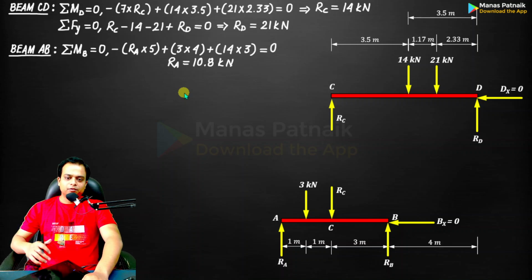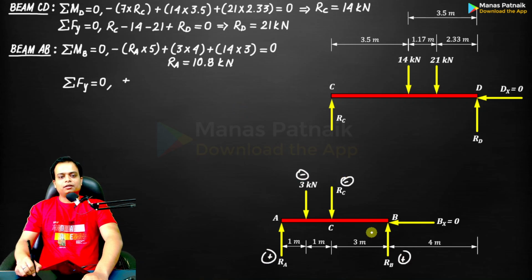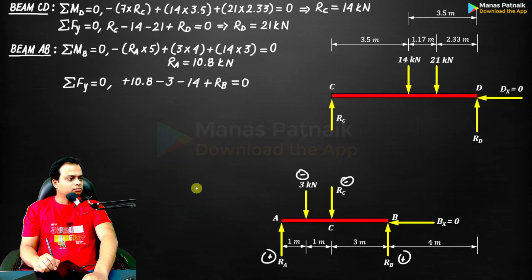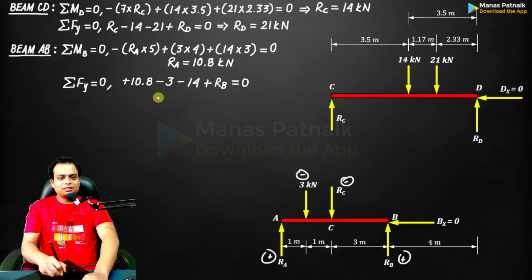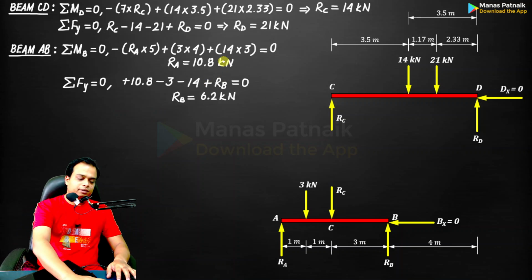Solve for RA. Go for summation Fy. Plus, minus, minus, plus. Write them down. You actually have the value of RA, don't you? RA is 10.8. So plus 10.8. This is RA, by the way. Simply solve for RB. This is what you get.